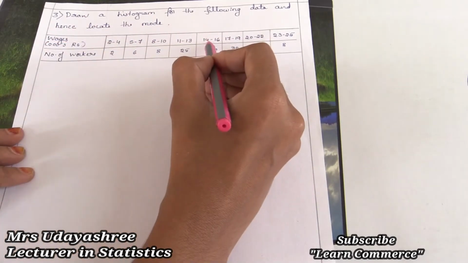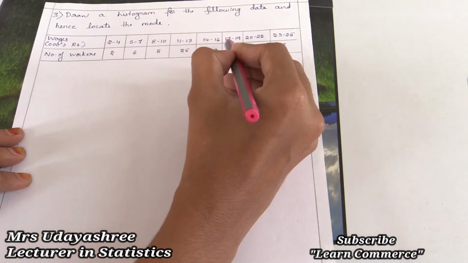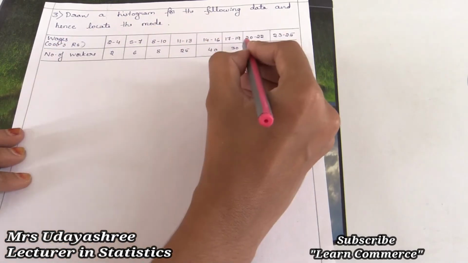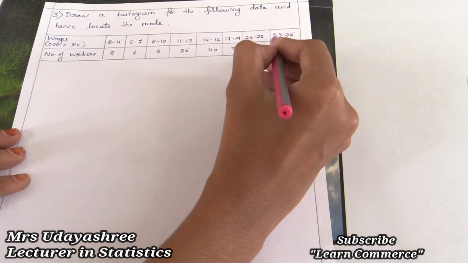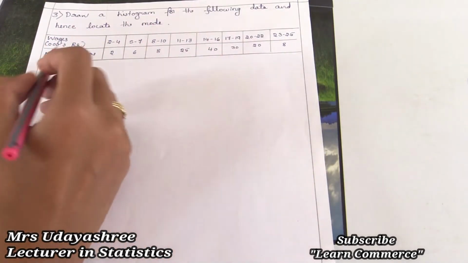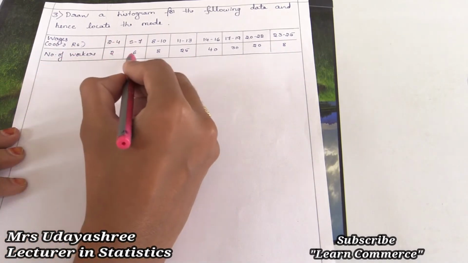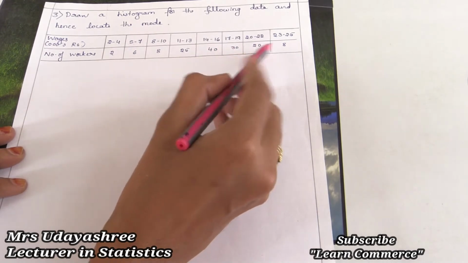13,000, then 14 to 16 means 14,000 to 16,000, and 17 to 19 means 17,000 to 19,000, 20 to 22 means 20,000 to 22,000, then 23 to 25 means 23,000 to 25,000, and the corresponding frequencies or number of workers are 3, 6, 8, 25, 40, 30, 20 and 8.